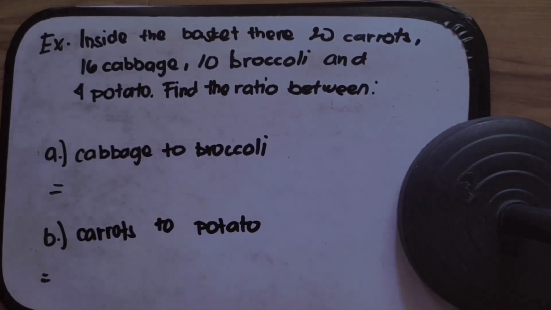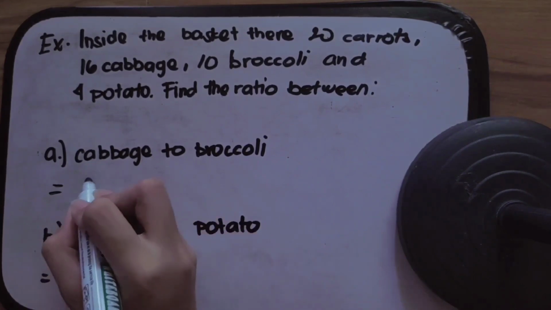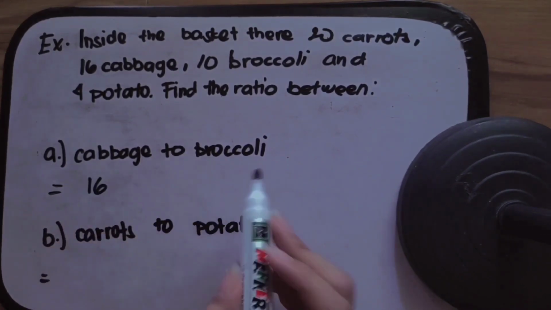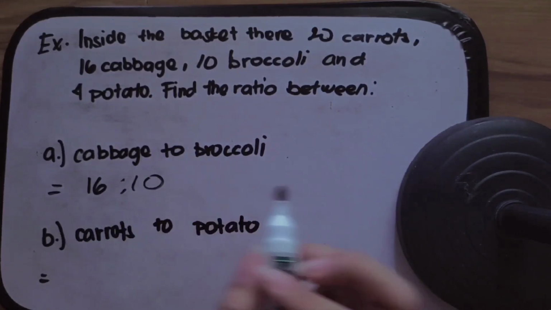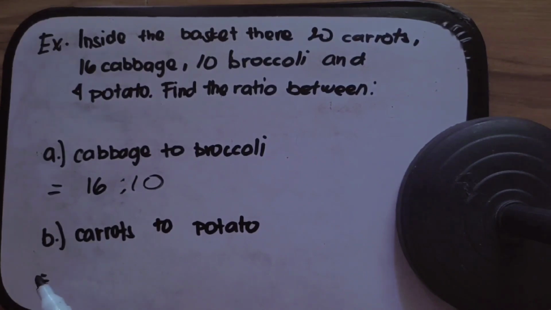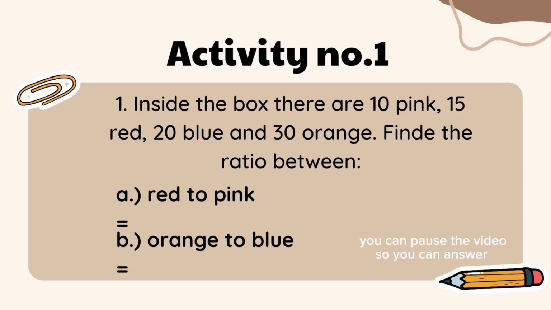And for our last example, inside the basket, there are 20 carrots, 16 cabbage, 10 broccoli, and 4 potato. Find the ratio between letter A, cabbage to broccoli, letter B, carrots to potato. Ilang cabbage ang meron? 16. To broccoli, ilang broccoli ang meron? 10. 16 to 10. And for letter B, carrots to potato. Ilan merong carrots? 20. Potato, 4. 20 to 4. Tapos na tayo i-topic at bigyan kayo ng example tungkol sa ratio.